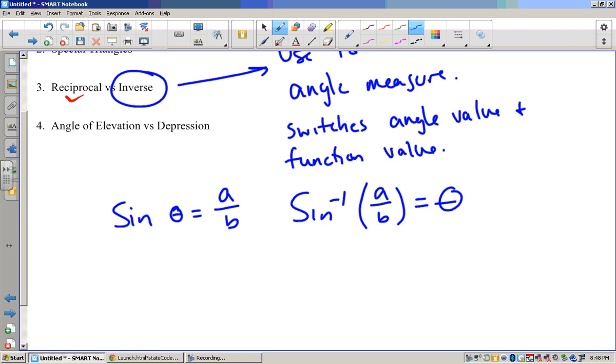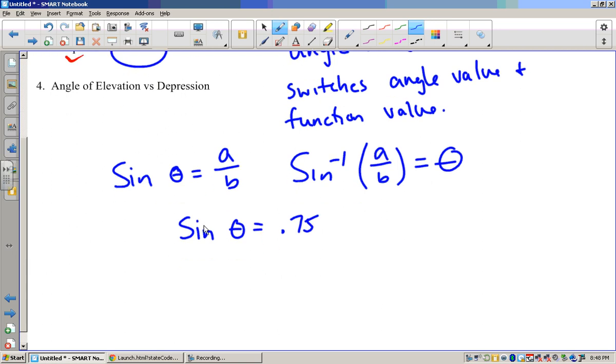Okay, so let's say you want the angle, and the sine of theta will equal, let's say you know it's 0.75. It's given in a problem, whatever you have, you know it's true. You can find the angle by simply doing the inverse sine of that value, 0.75, and that will equal theta.